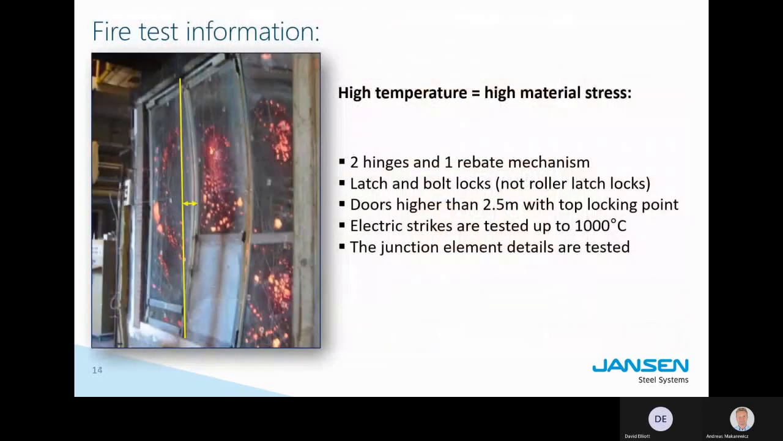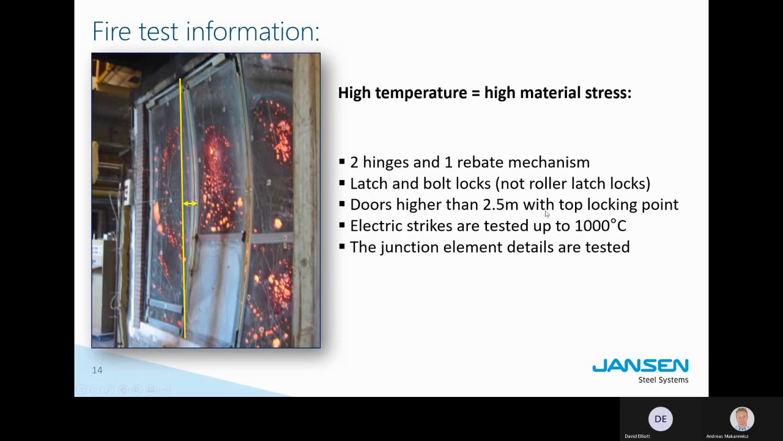This is the comparison, and now you see also the slide I showed you before. The bending of the door. These elements not only get very hot, they also bend, they expand, and this is why for all doors you have to install a rebate mechanism. This is a bolt on the hinge side, which would prevent the door from opening. Yeah, because we have two hinges usually. And the middle of the door, the central section, is not protected, so here the bolt will keep it in place. Latch and bolt locks, not roller latch locks. Rollers will open up. You see the bending will cause the lock to open. So we always use the latch and bolt locks.